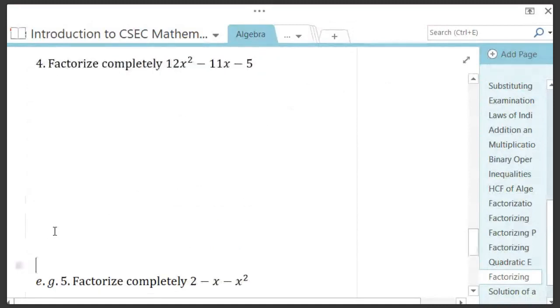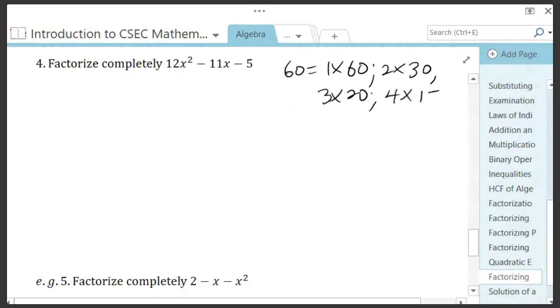Okay, so we're going to work this out here. 12 multiplied by minus 5 is minus 60. I'm writing the positive value here. 1 by 60 is 60. 2 by 30 is 60. 3 by 20. 4 by 15. 5 by 12. 6 by 10. Okay, all these will give 60.